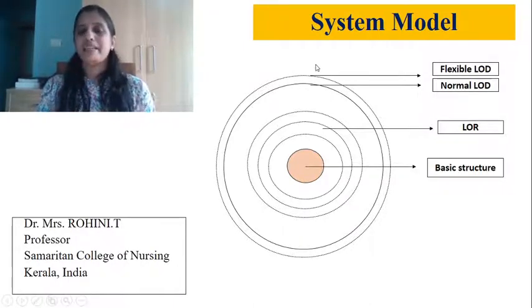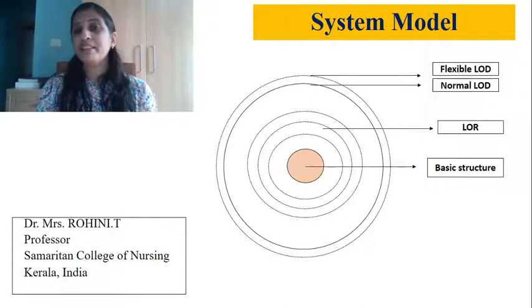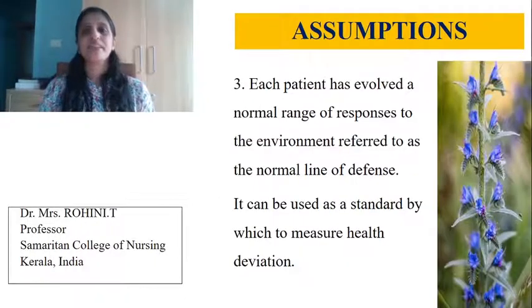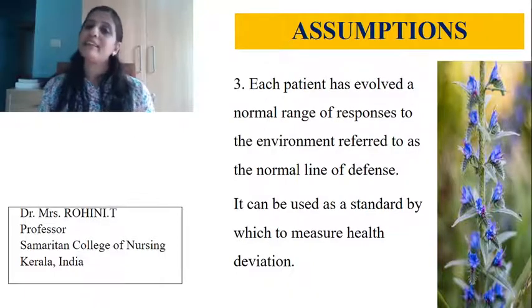So, assumption number 1 was the center, the unique system. Each client system is unique because of the unique basic structure. The second assumption is talking about the outermost line, that is the flexible line of defense. It depends on the strength of the flexible line of defense to overcome the stressors. Number 3. Each patient has evolved a normal range of responses to the environment, referred to as normal line of defense, and this is a standard by which to measure health deviation.